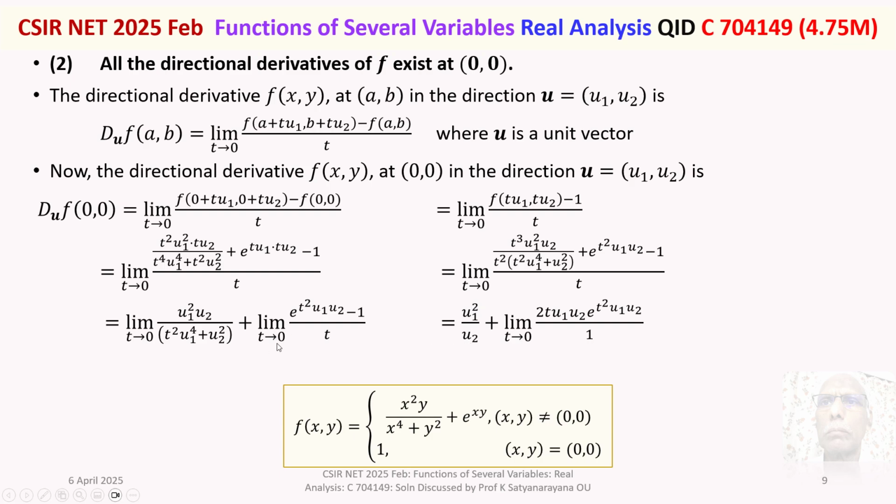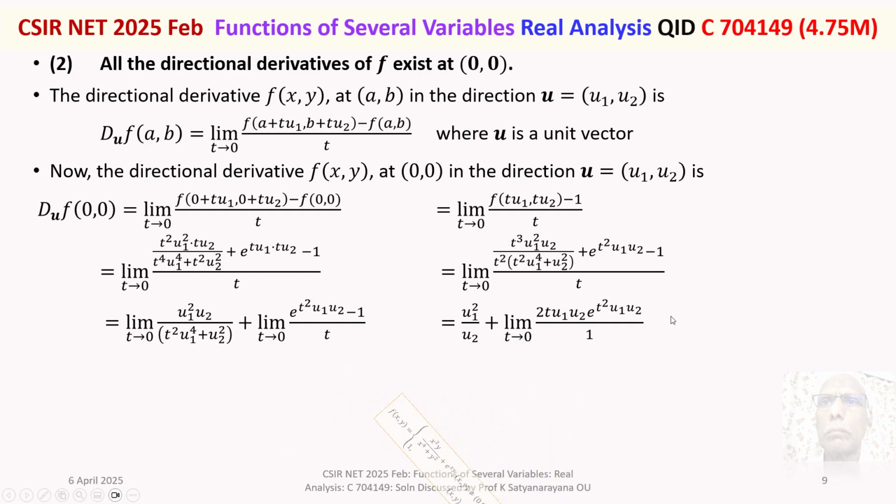But here, as t tends to 0, the second part is 1 minus 1, 0 by 0, which takes the 0 by 0 form, an indeterminate form. To evaluate this one, we will use L'Hopital's rule. So u1 square by u2 plus the limit as t tends to 0 of the derivative of the numerator, that is 2t u1 u2 e power t square u1 u2, by the derivative of t, which is 1. As t tends to 0, it is 0. Thus, you will get u1 square by u2.